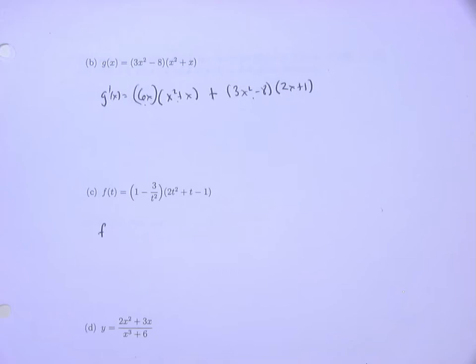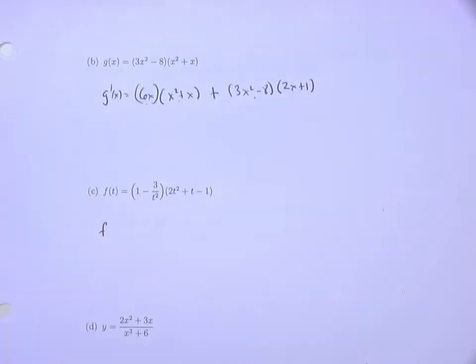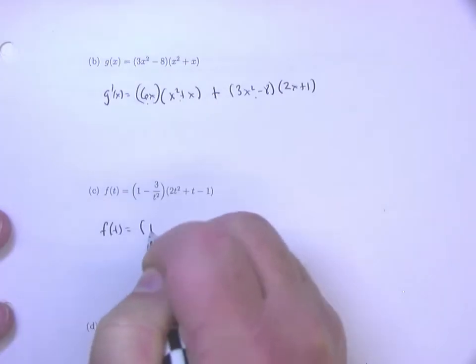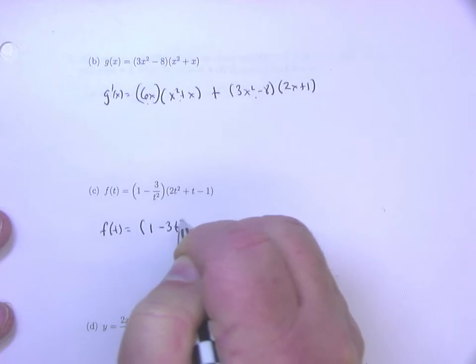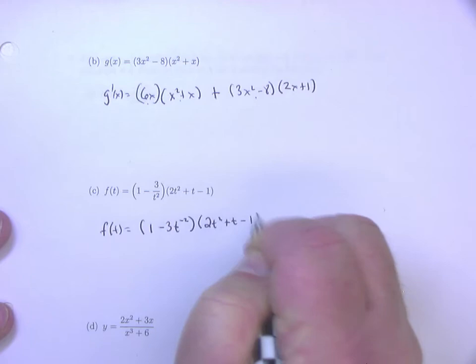Even with these kinds of problems, I'm going to use the product rule again because it's a product, we're multiplying. I've got to clean up my little individual guys. I don't do stuff on the bottom and I don't do radicals. So I haven't taken the derivative yet. f(t) would be equal to (1 - 3t^(-2))(2t^2 + t - 1).